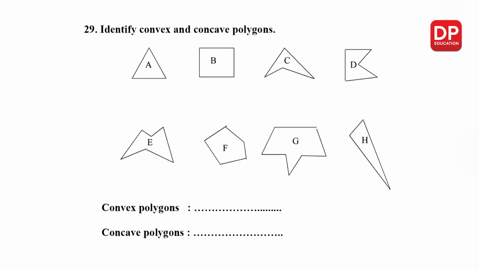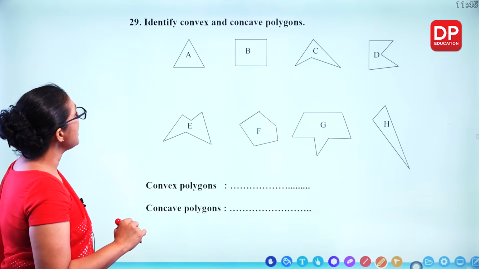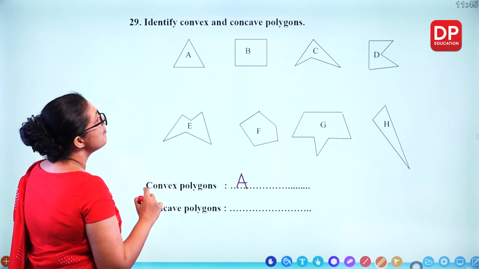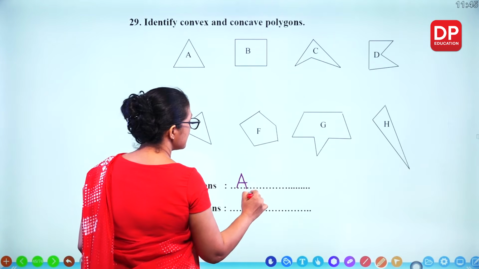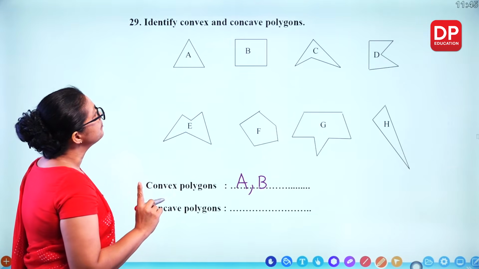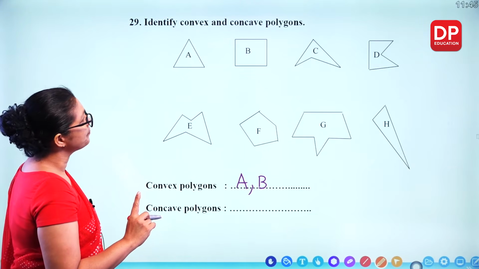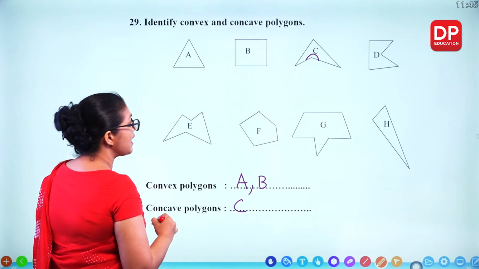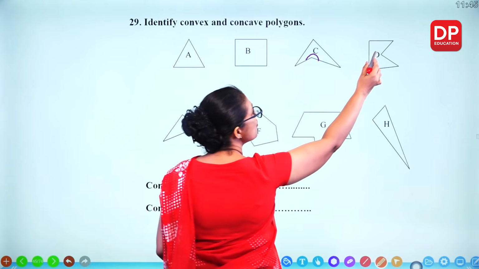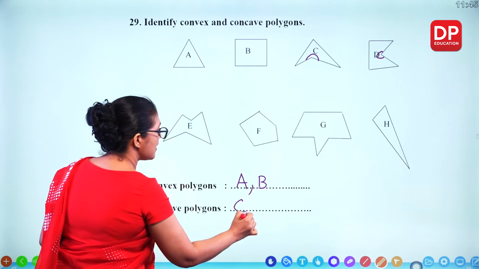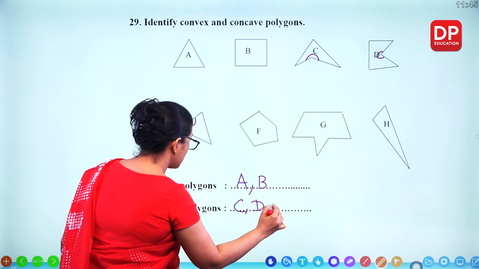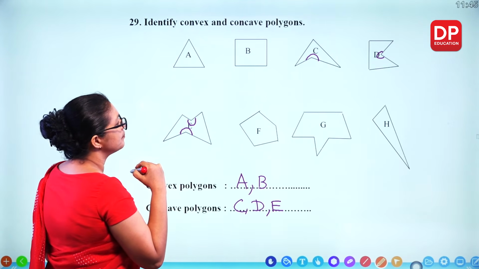Identify convex and concave polygons. A. All acute angles. Convex. B. 90-degree angles. That's convex. C. We see a reflex angle. That's a concave polygon. D. Also we see a reflex angle. That's concave. In E, we get two reflex angles. So that's a concave polygon.